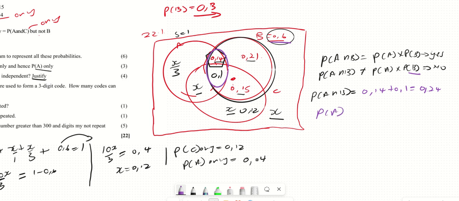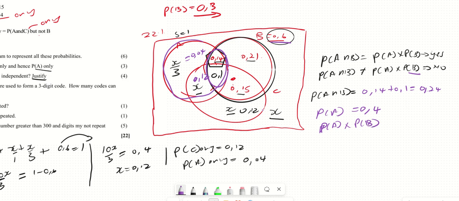So this is the probability of A, where A only is 0,04. So we add everything: 0,04 plus 0,12 plus 0,1 plus 0,1, that will give us 0,4. So the probability of A is 0,4.